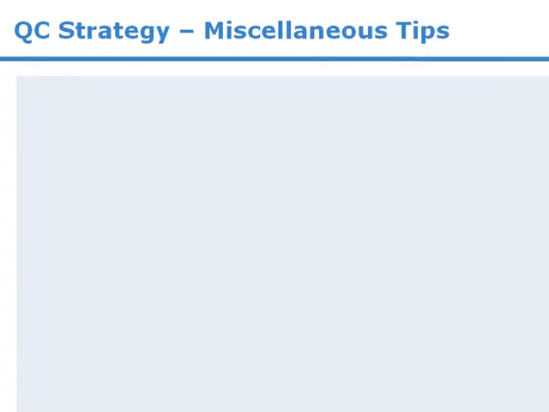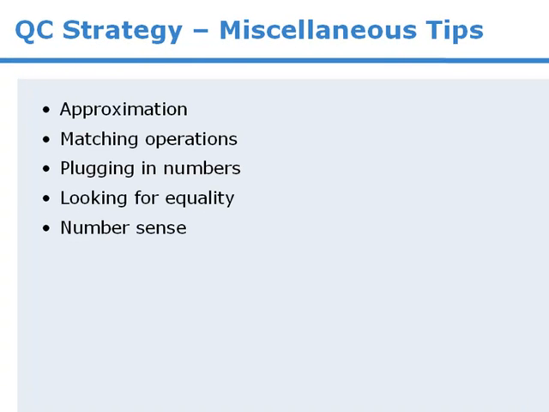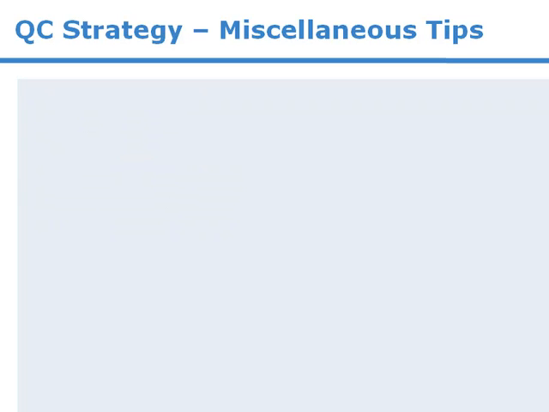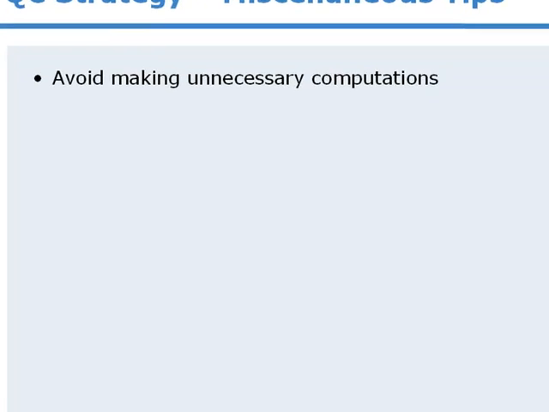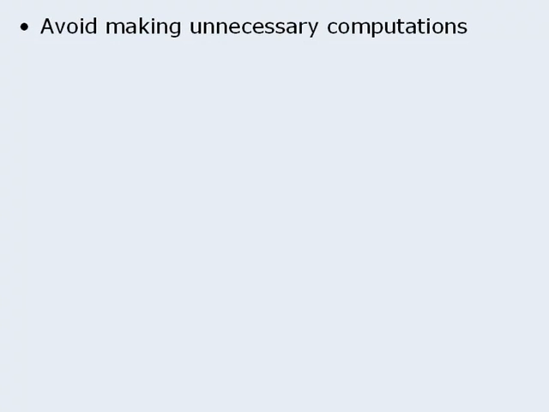Up to this point in the module, we've examined several strategies to consider when answering quantitative comparison questions. In this lesson, we'll examine a few more tips to consider. The first tip is avoid making unnecessary computations. Remember, your only task in a quantitative comparison question is to determine the relationship between the two quantities. So in many cases, you need not actually evaluate each quantity.